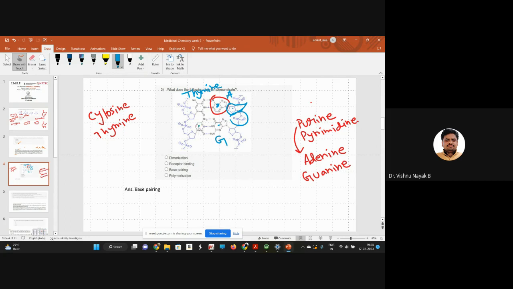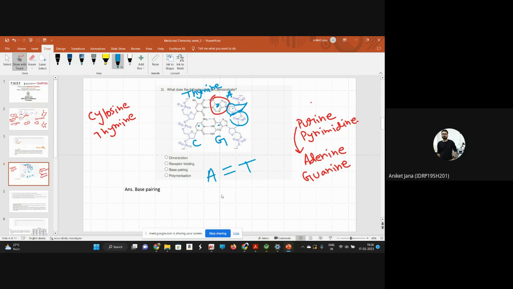And what is this one? Cytosine. Okay, so there is a specificity that adenine always binds with whom? Thymine. And how many hydrogen bonds are there between adenine and thymine? Two hydrogen bonds. So there is always a specificity that one purine base is hydrogen bonded with a pyrimidine base, right?